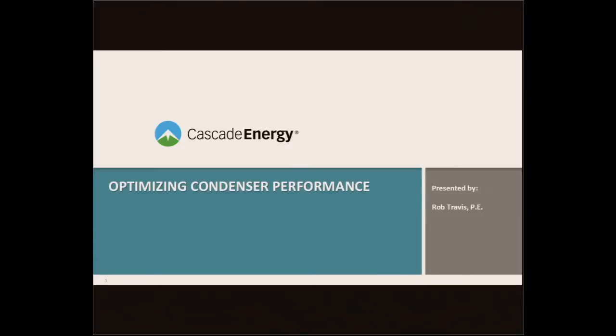I'm pleased to be here with Rob Travis from Cascade Energy, who will be talking about optimizing condenser performance for industrial refrigeration systems. Rob, would you move to the next slide, please?